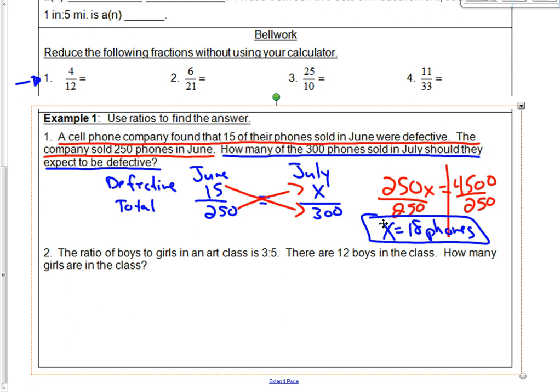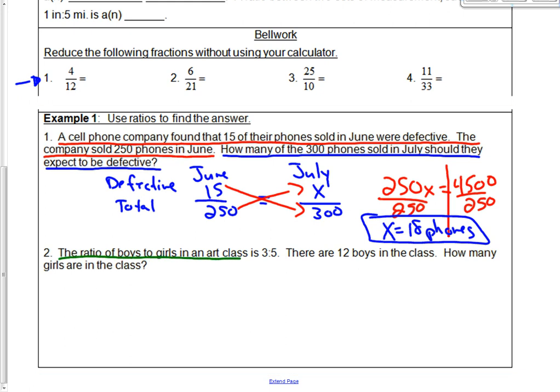Okay. Let's look at number one here. Number one's really, or number two. Number two is really the same type of thing. All right. The ratio of boys to girls in a given art class is 3 to 5. So this is one art class, right? 3 to 5. So this is boys. This is girls. If there are 12 boys in the art class, how many girls are there in the art class?